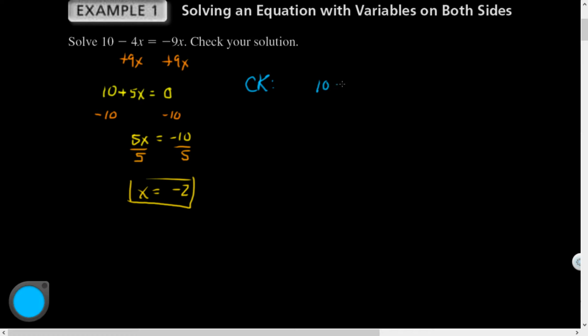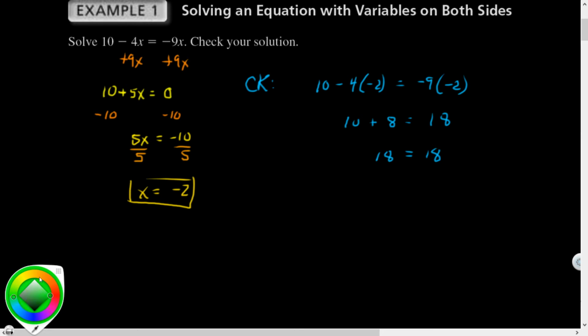So I'll have 10 minus 4 times negative 2. Is that equal to negative 9 times negative 2? So let's simplify using PEMDAS. I'll multiply first. That's going to be 10. Negative times negative is positive 8 in this case, equals negative 9 times negative 2 is positive 18, and 10 plus 8 is 18, which equals 18.